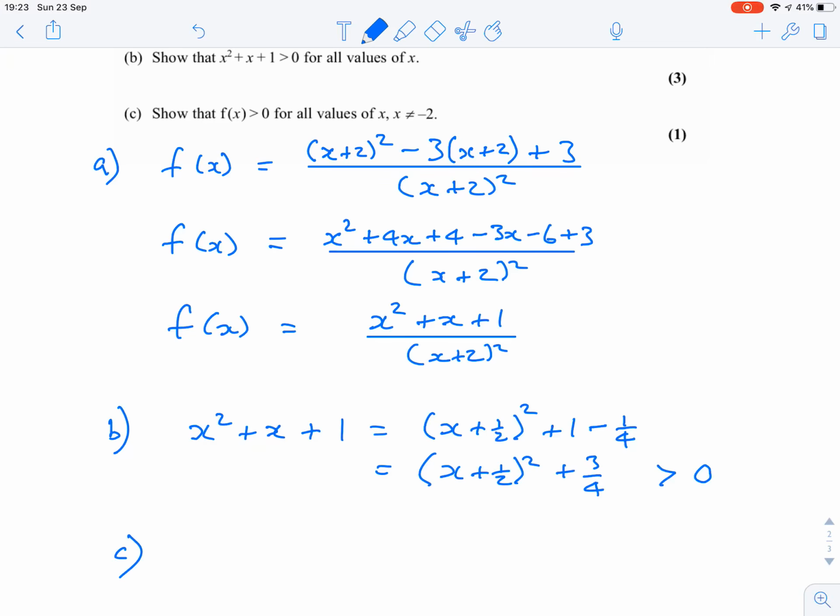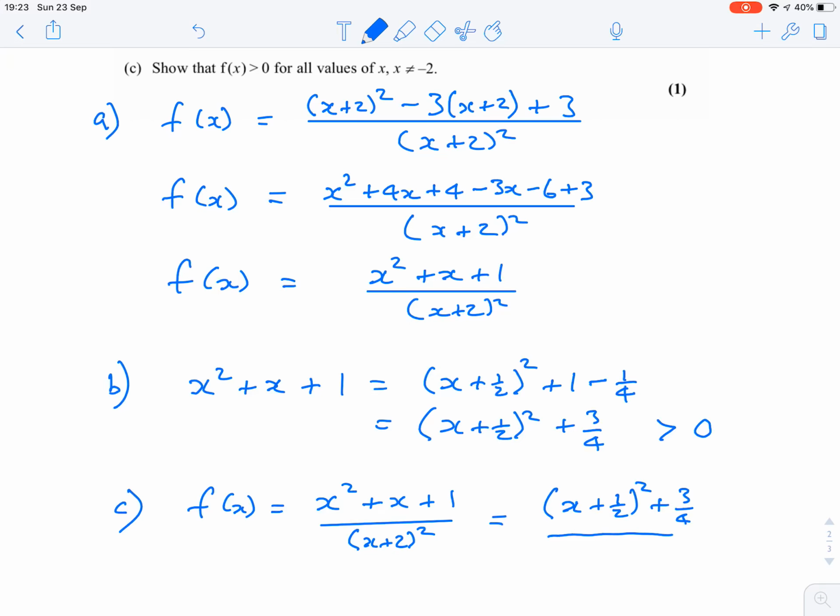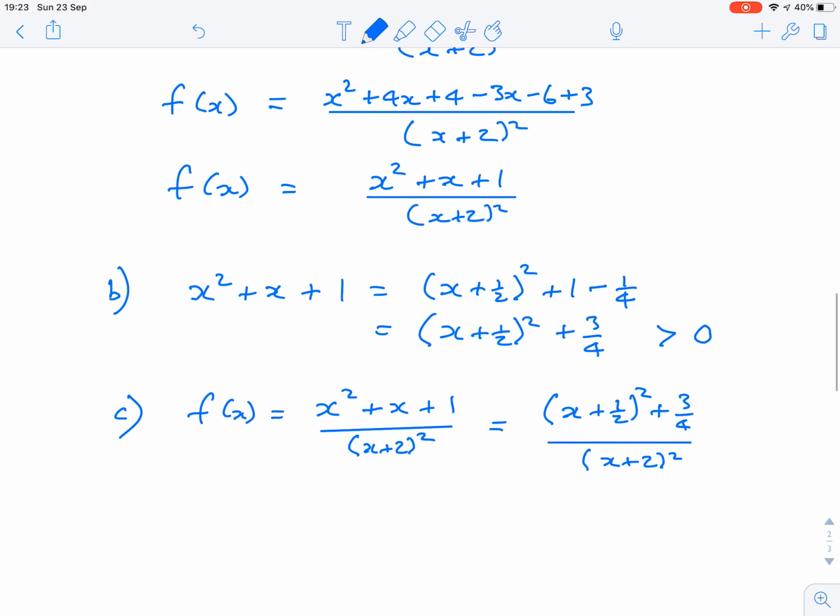Part C, show that f(x) is greater than 0 for all values of x except x is minus 2. So we can say that f(x) is equal to, now we've already got it in the form (x squared plus x plus 1) over (x plus 2) squared, but we can now say that that's equal to ((x plus a half) all squared plus 3/4) divided by (x plus 2) squared.